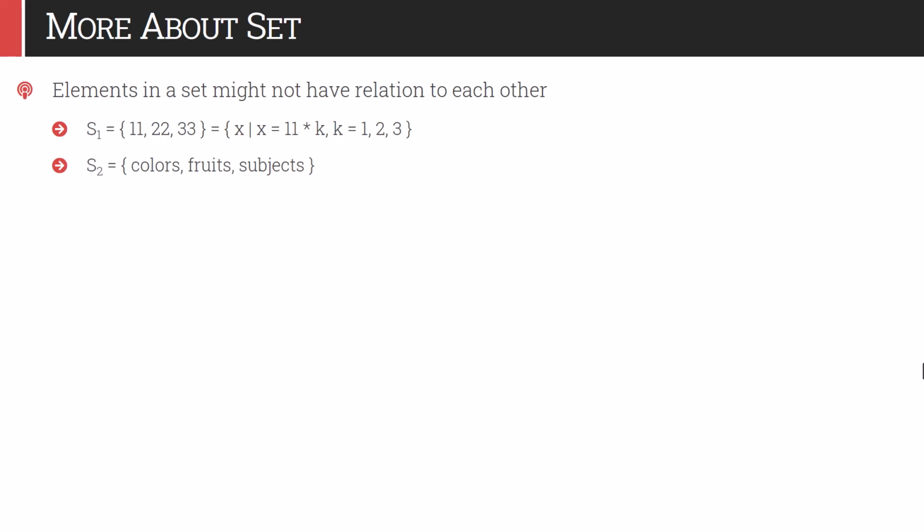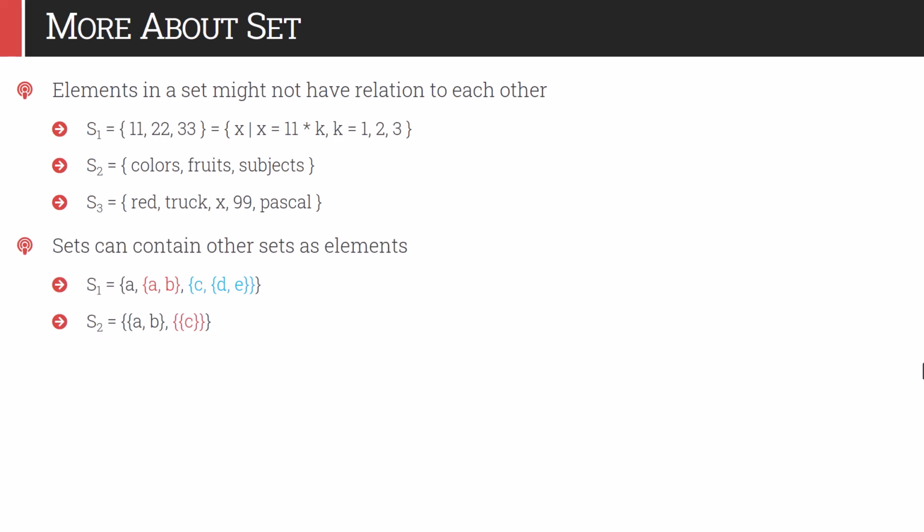But if we talk about S2, S2 contains three things: colors, fruits, and subjects, which are not related. They do not have any relation. S3 is equal to red, truck, X, 99, Pascal. So all 5 elements are distinct. They do not have any kind of relation. Red is a color, truck is a vehicle, X represents some variable, 99 is a constant, and Pascal is some string. So you see that set elements may or may not have a relation between them.